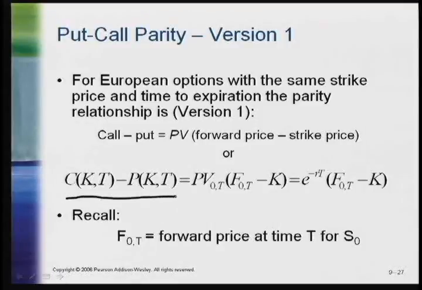So if you write it down that way in the author's notation, you have that the value of the call minus the value of a put is the present value of the forward price minus the strike. Recall that this F sub 0t is the author's notation for the forward price from time 0, the forward price at time t for the stock S. And so that would be the same expression we had before, namely that the forward price at time 0 is exactly S, when there's no dividends, e to the RT.